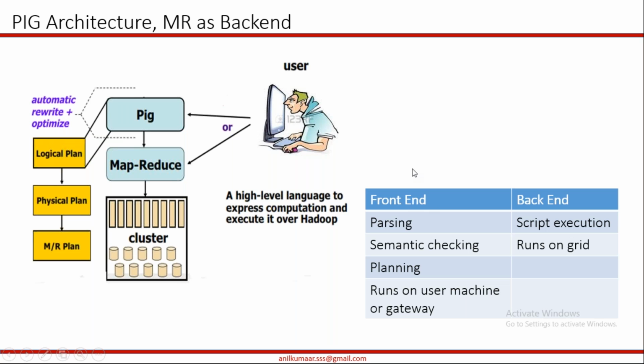But your job is just to provide your Pig Latin statement. That's it. How they're internally working, how they're creating the MapReduce job, has nothing to do with us. You just give your own script, and the rest of the things will be taken care of by your Pig engine. It will be doing parsing, semantic checking, and planning, and after that it runs on the user machine or a gateway. This is what exactly happens in the front end and in the back end script execution, which runs on the grid level here.